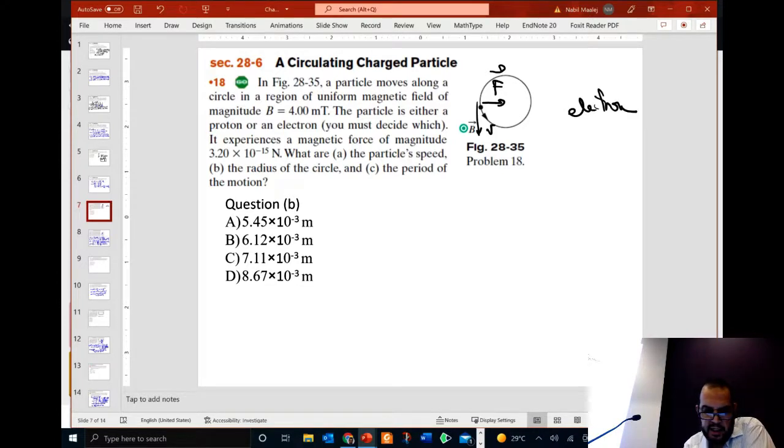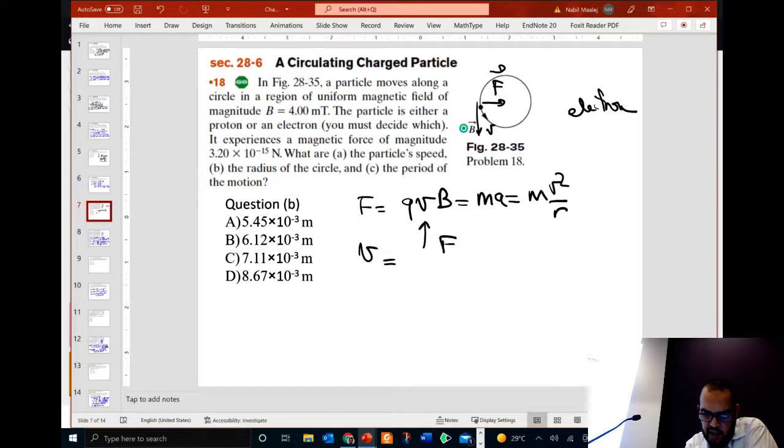Next, we want to determine the particle speed. In any problem where I have circular motion, I always write this equation: F is equal to qvB, which is equal to ma, which is mv squared over R. The first question asks for the particle speed. I have the charge of the electron, the magnetic field B, and the force F. So I can solve for v: v is equal to F over qB.